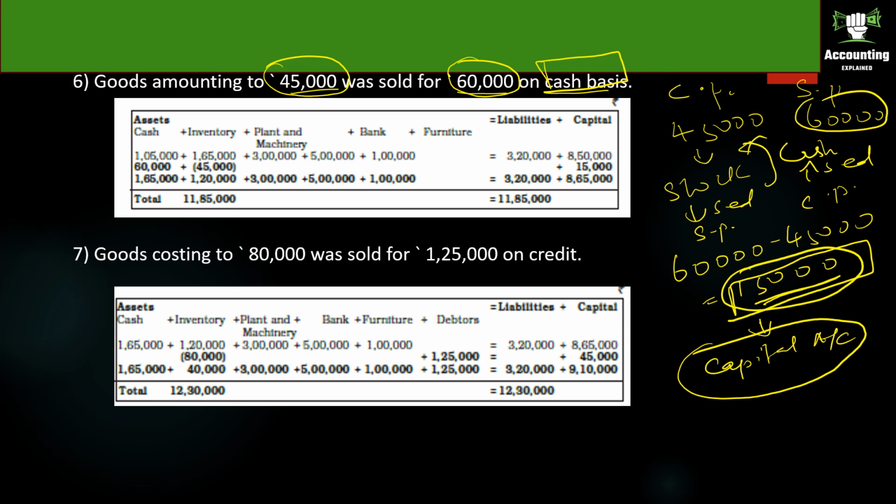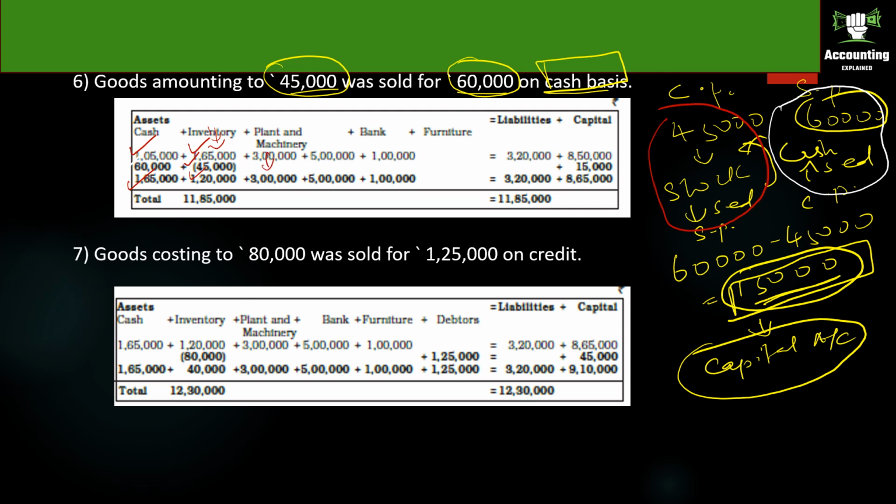So the closing balance from the previous transaction, it is cash, it is 1,05,000. Now what did we see? We saw that cash has to be increased by 60,000. So we are adding back 60,000 to the cash, and now the new cash balance is 1,65,000. Next, inventory from the previous transaction, it is 1,65,000. The inventory now has to be decreased by 45,000. So inventory is decreased by 45,000 and the new balance is 1,20,000.